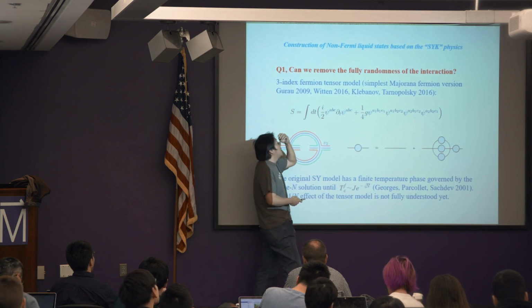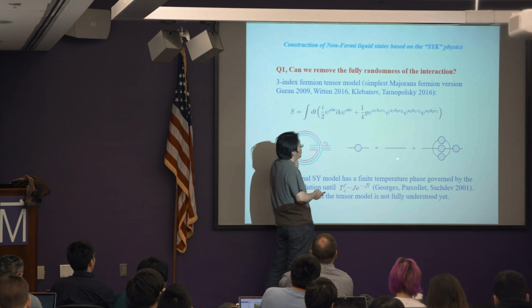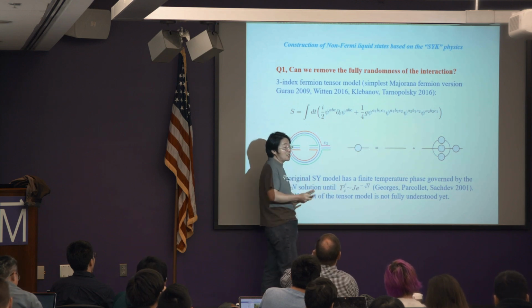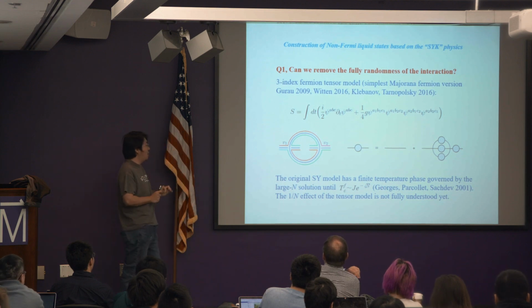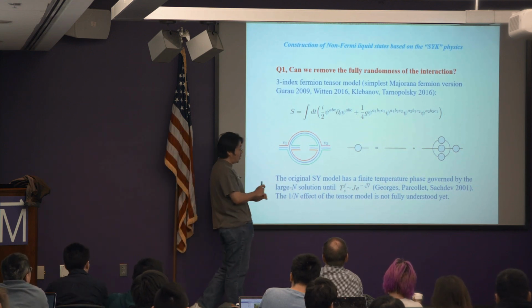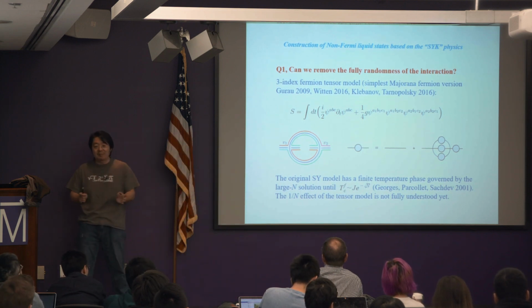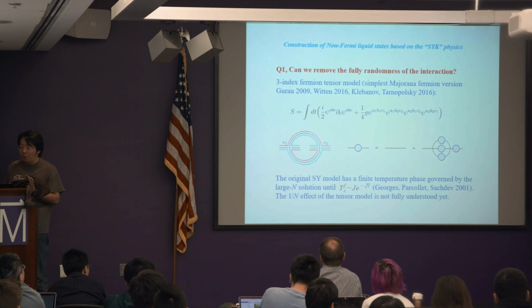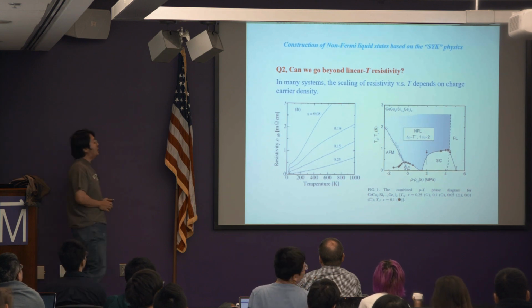In the large N limit, this model also only needs the self-energy correction, and there's a very nicely looking Schwinger-Dyson equation that we can solve. The solution will be the same as the SYK model, but now we don't need full randomness.